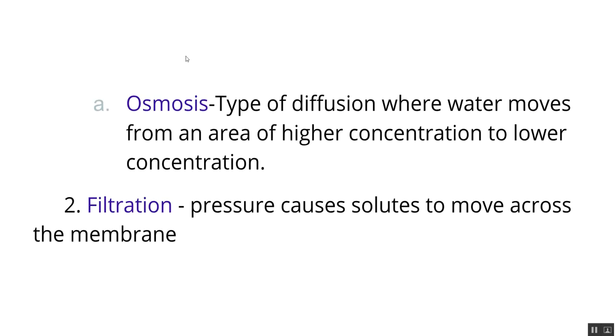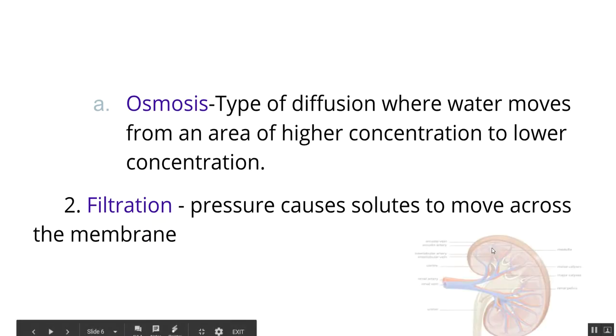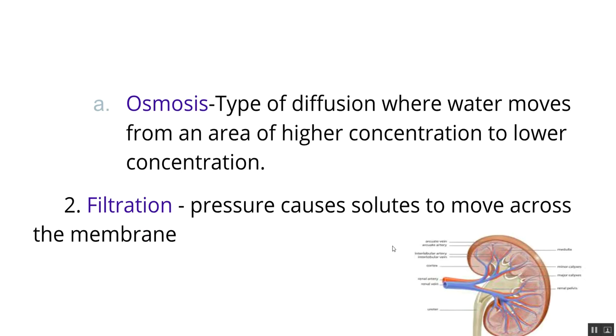Okay, a special type of diffusion, we're going to talk more about it later, is osmosis. Osmosis is a type of diffusion where water moves from an area of higher concentration to lower concentration. So again, diffusion is particle movement, osmosis is water movement. The second type of passive movement is filtration. That's pressure causes the solutes to move across the membrane. We're going to see that in the kidneys. We'll be talking about that more with the urinary system.